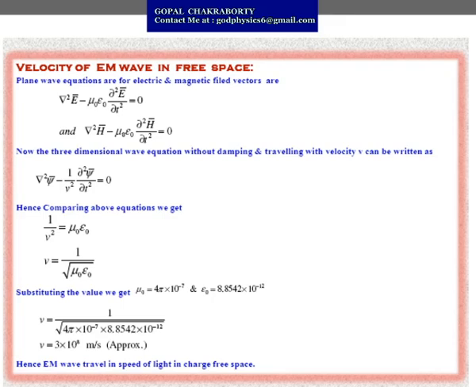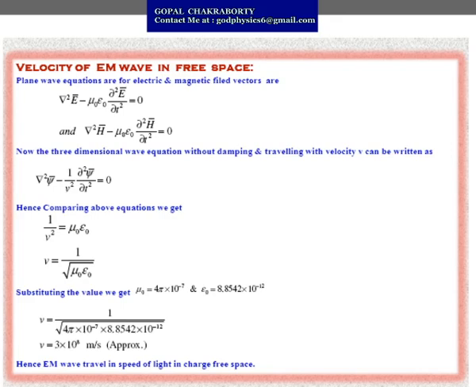Now the three-dimensional wave equation without damping and traveling with velocity v can be written as del 2 psi minus 1 by v square del 2 psi/del t square equals 0. So comparing these two equations, what we get is the value of v, that is equal to 1 by under root mu naught epsilon naught, where mu naught is the permeability of free space, with a value 4 pi into 10 to the power minus 7, and epsilon naught is the permittivity of free space, with a value 8.854 into 10 to the power minus 12.